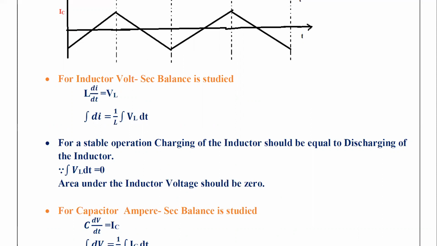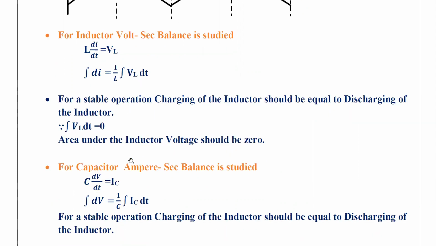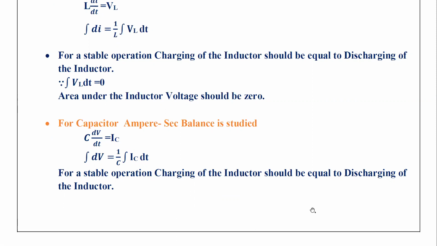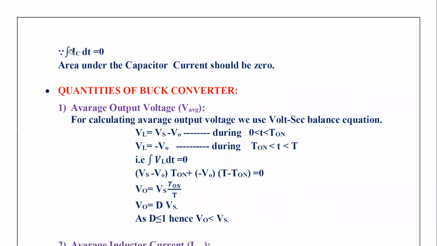Similarly, for the capacitor, ampere second balance is studied. C into dV by dt is equal to IC. So, capacitor current. Integration of dV is equal to 1 by C into integration of IC dt. So for a stable operation, again, the charging of the capacitor current should be equal to the discharging of the capacitor current. Therefore, integration of IC dt is equal to 0. That means the area under the capacitor current should be 0.